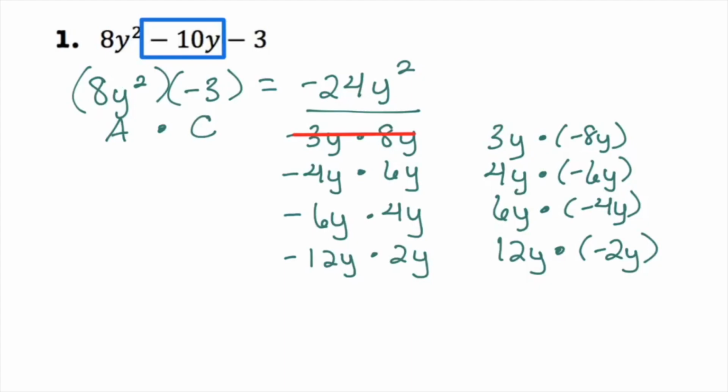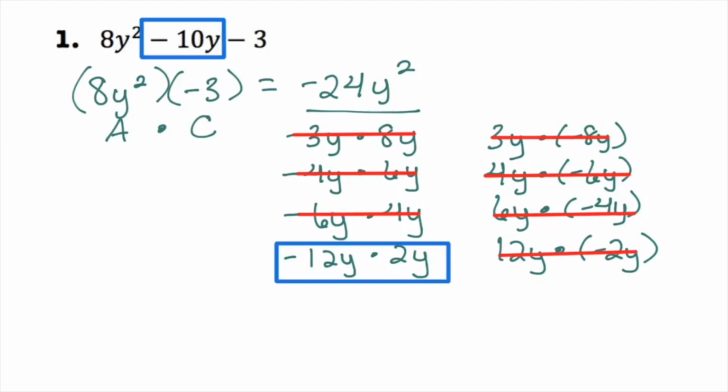Negative 4y plus 6y would be a positive 2y. Nope. Negative 6y plus 4y would be a negative 2y. That doesn't work. Negative 12y plus 2y is negative 10y. There we go, so that one's it. So now that we have those two terms, you could go through and check those, but negative 12y and 2y are the two ones that we're looking for.